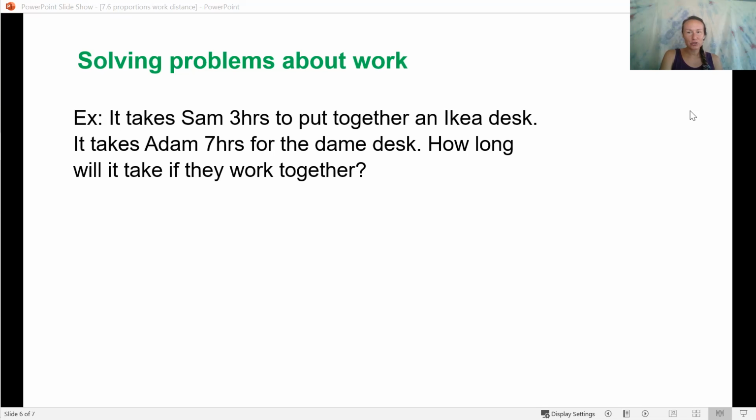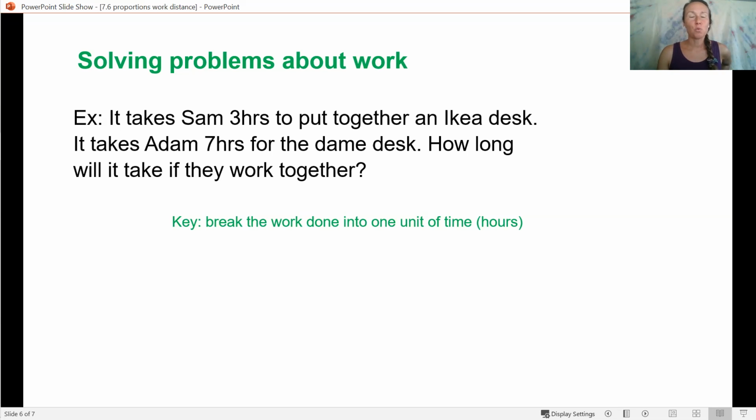This is a little bit of a tricky question. So there is a technique for solving these problems about work that is really simple once you see it, okay? So the trick is that you want to break the work done into 1 unit of time, okay? So here it's in hours.